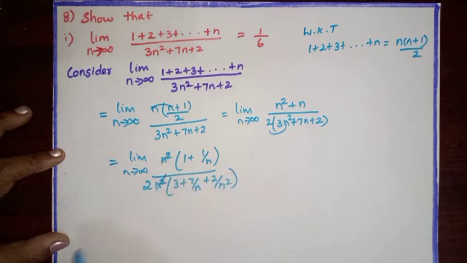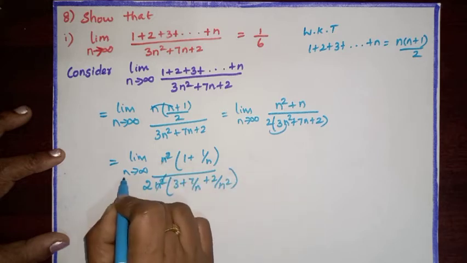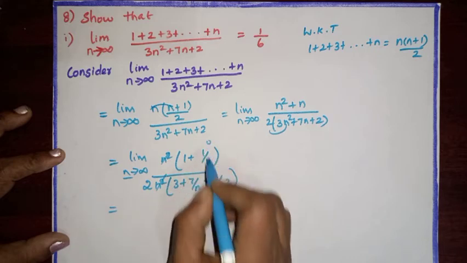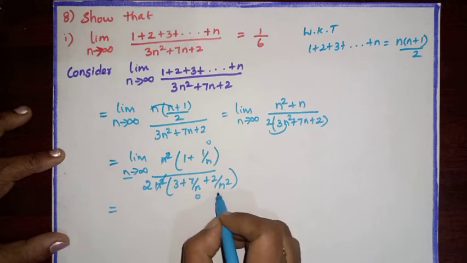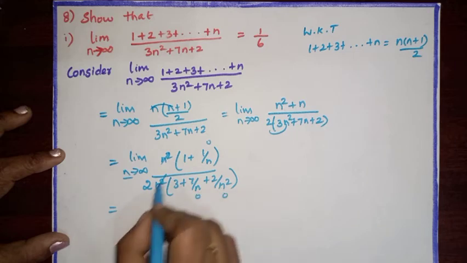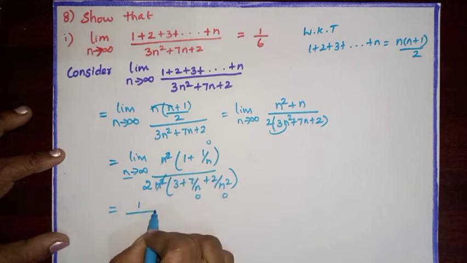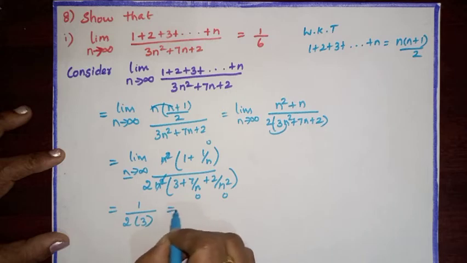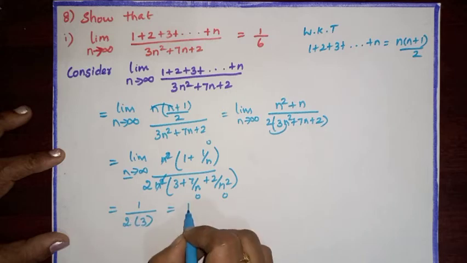n^2 and n^2 will be cancelled. Now substitute in the place of n as infinity. Then anything divided by infinity will become 0. 7 by n also 0, 2 by n^2 also will be 0. Then we have in the numerator 1. The denominator already we have 2 outside, and 3 plus 0 is 3. 1 by 2 into 3 is 1 by 6.